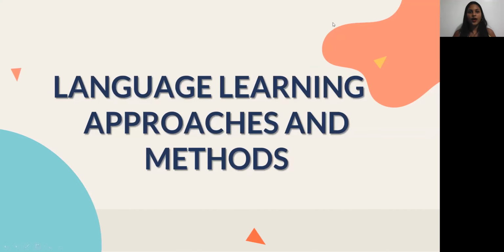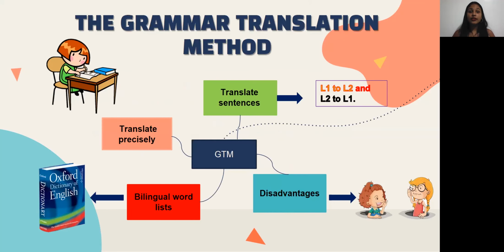Okay, now we are going to talk about language learning approach and method. The first method is the grammar translation method. Okay, this method gives more importance to translating sentences or parts of lessons. The teacher gives the student sentences or parts of a lesson to translate from language 1 to language 2 or from language 2 to language 1.